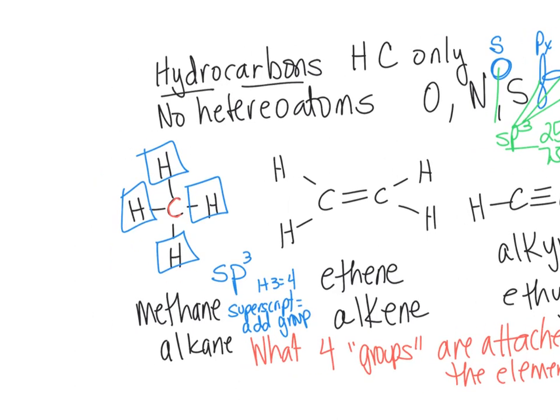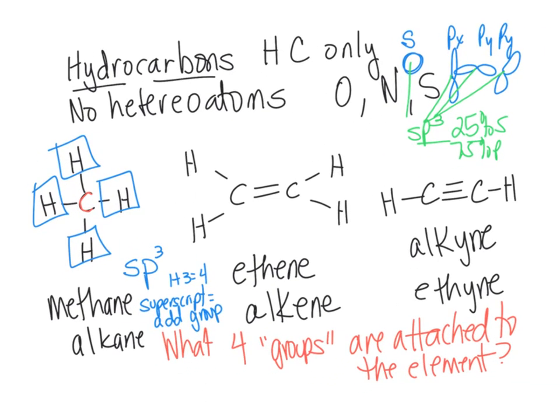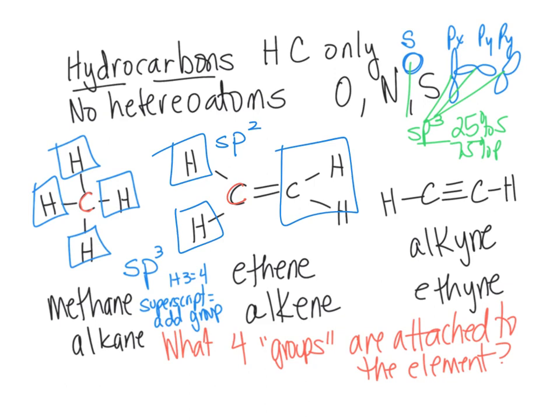Okay, so for alkenes, how many groups do we have attached to that carbon? We have 1, 2, 3. So that's an sp2 because 2 plus 1 is 3. And then you can do the same thing with the other carbon, and you see that you have 1, 2, 3. So that's an sp2 carbon.